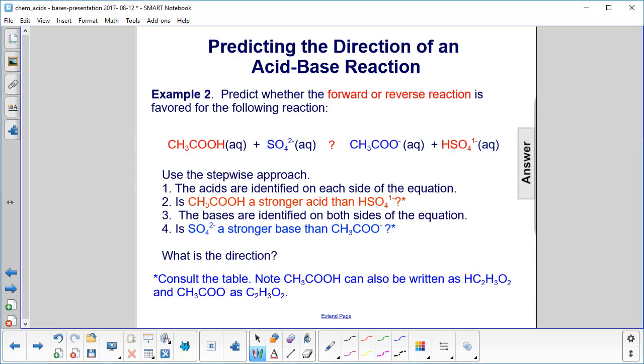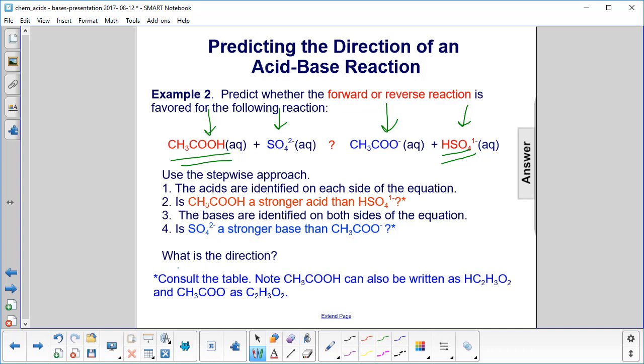Predict whether the forward or reverse reaction is favored for this reaction. We have acetic acid and sulfate ion, forming acetate and sulfuric acid. So step 1, identify the acids. Well, we've done that in red. These are the acids. Which one is stronger? Is acetic acid or sulfuric acid stronger?